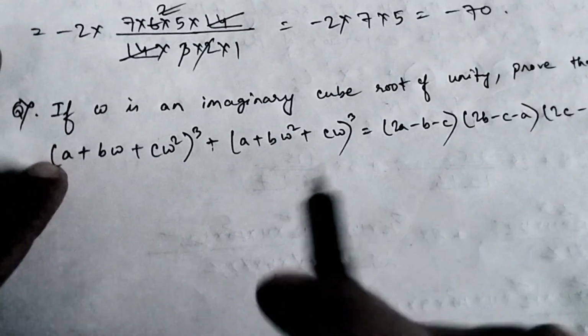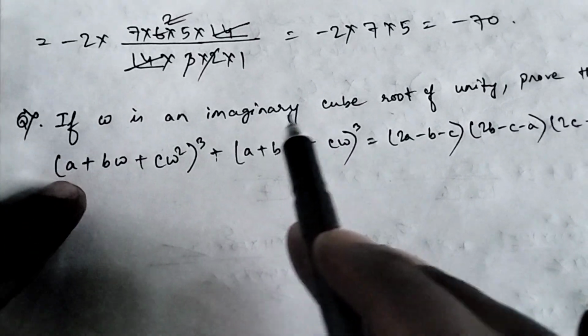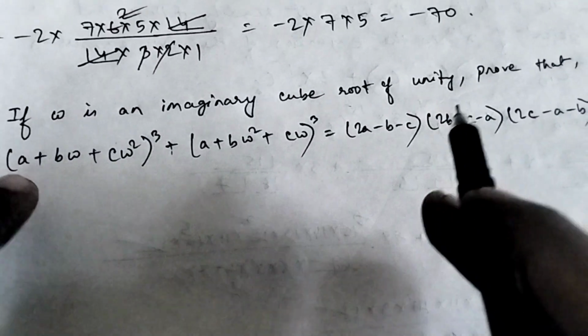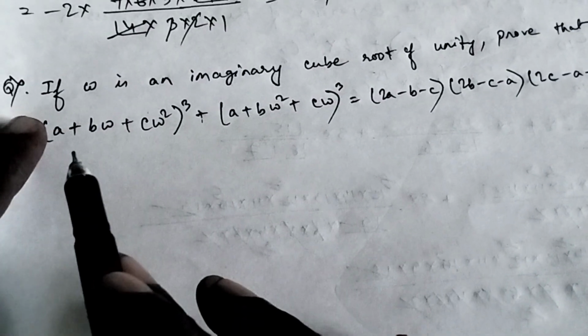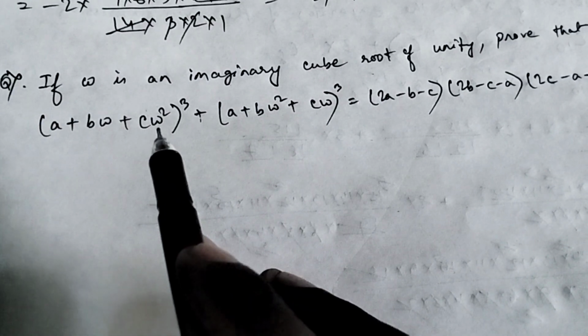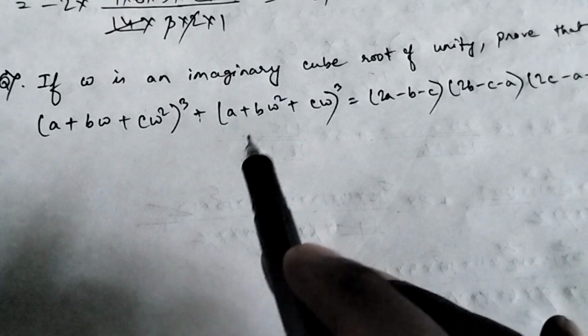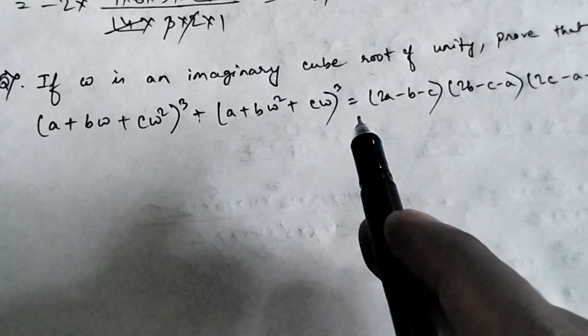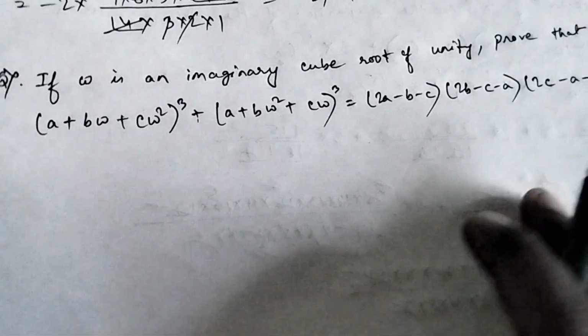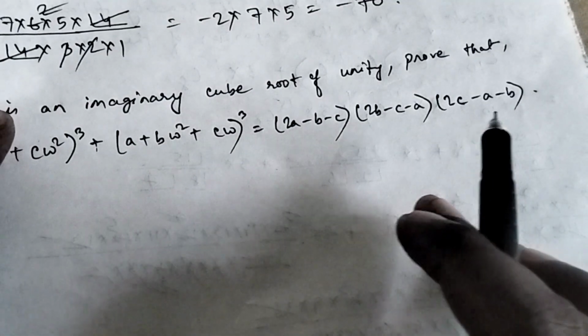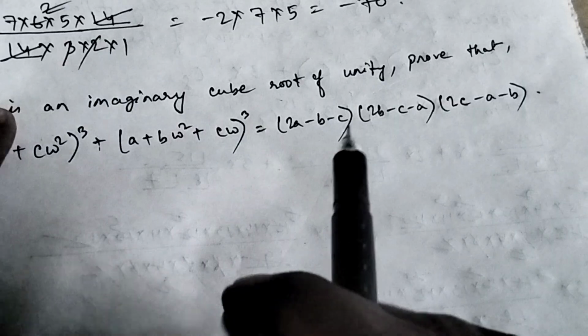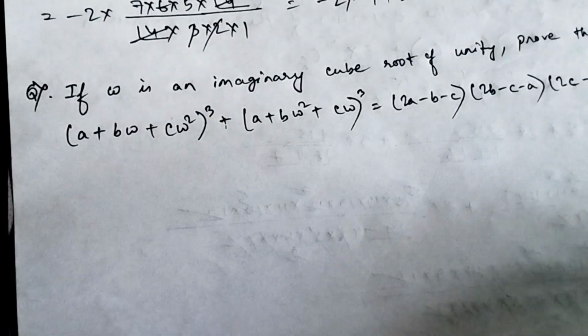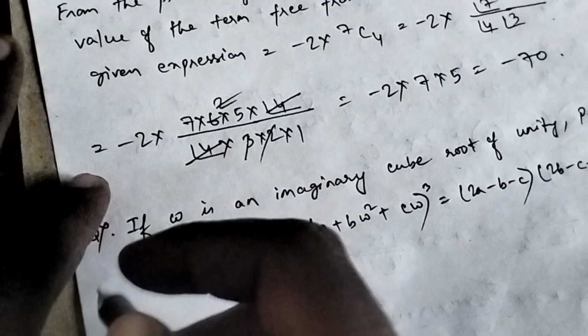Clear? If omega is an imaginary cube root of unity, then prove that (a plus b omega plus c omega square) whole cube plus (a plus b omega square plus c omega) whole cube is equal to (2a minus b minus c) (2b minus c minus a) into (2c minus a minus b). Okay, so let's start the solution.